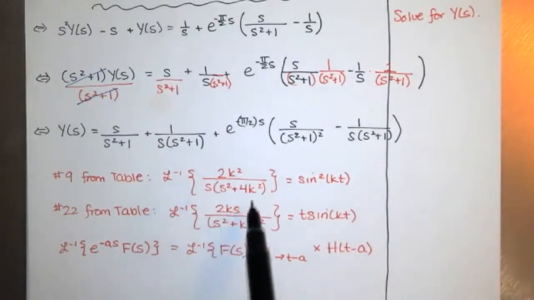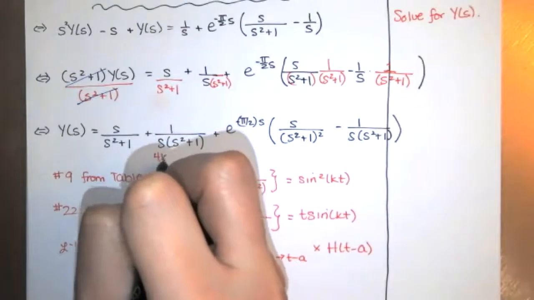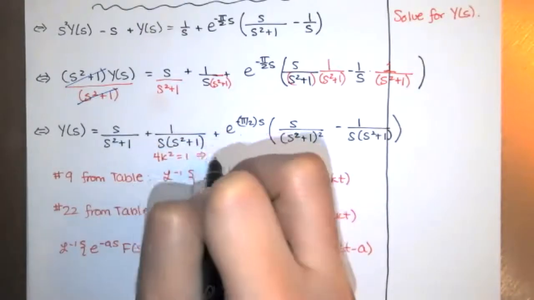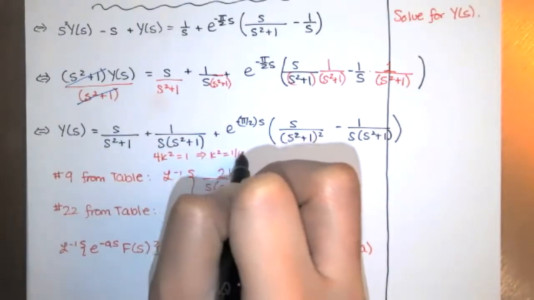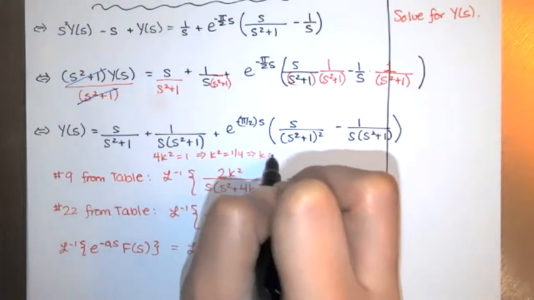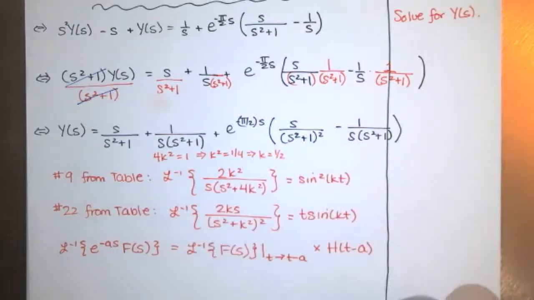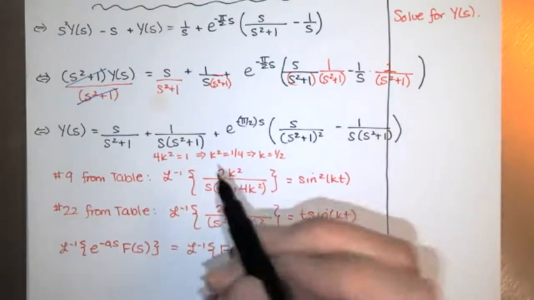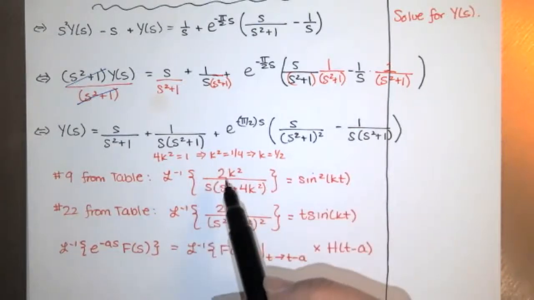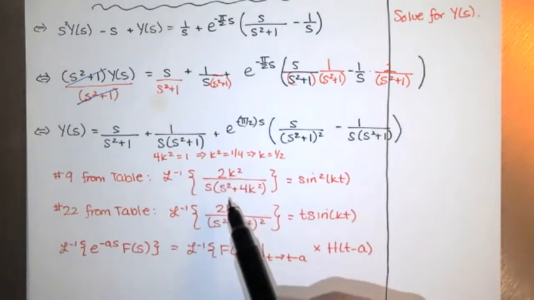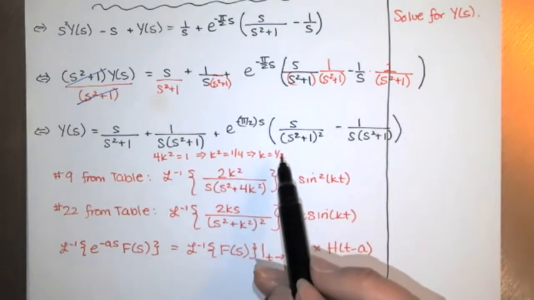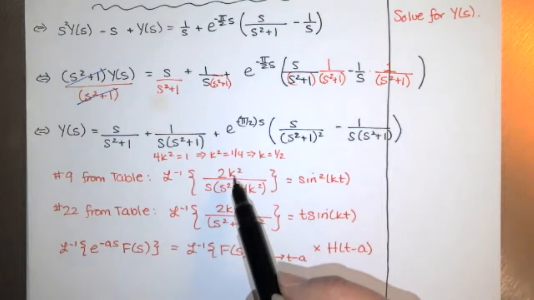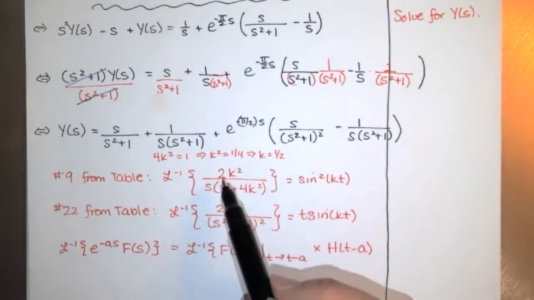Now we have to be careful here. This is a little different because it's not just a k squared, it's 4k squared. So we're saying here that 4k squared is equal to 1. That means that k squared is equal to 1/4, which means that k, always assumed to be positive, is the positive square root of 1/4, which is 1/2. So in the numerator, what I need is a 2 times 1/2 squared. 1/2 squared is 1/4, and 1/4 times 2 is 1/2.